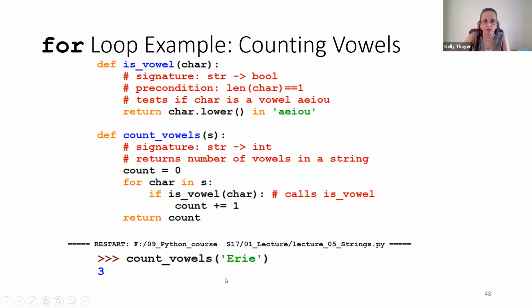We're going to count the number of vowels in Erie, and there are in fact 3 vowels in Erie.